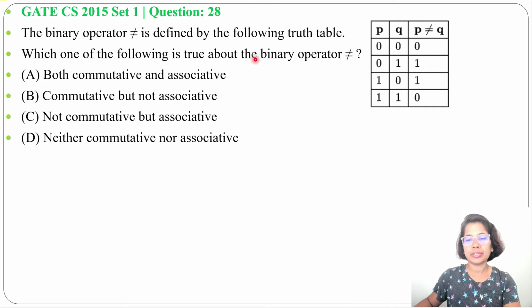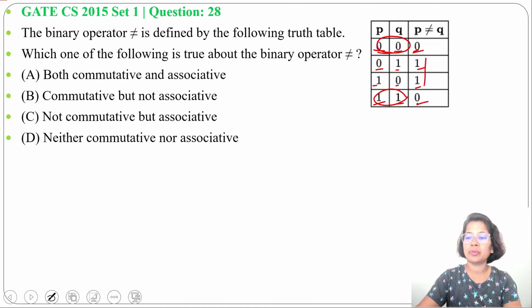Which one of the following is true about the binary operator not equals to, and 4 options are given. Now analyze the truth table. When P0 Q0 is 0, when P1 Q1 is 0. So when both have the same truth value it's 0, and when both have opposite truth value, like for P0 Q1 it's 1, for P1 Q0 it's 1. So when both have opposite truth value it is 1, and when both have the same truth value it is 0. So it's like XOR. In case of XOR, if both have the same truth value then it's false. If both have opposite truth value then it's true.